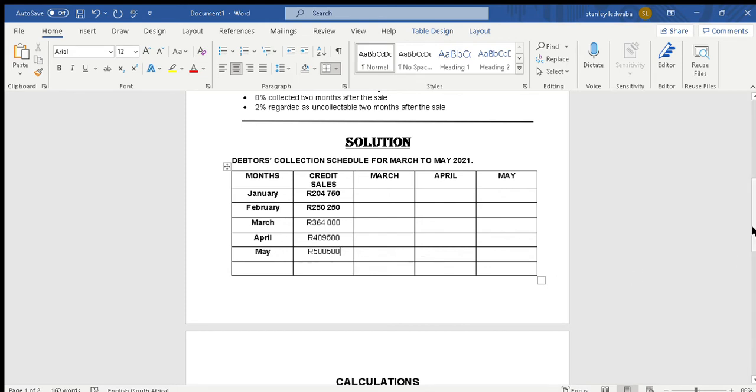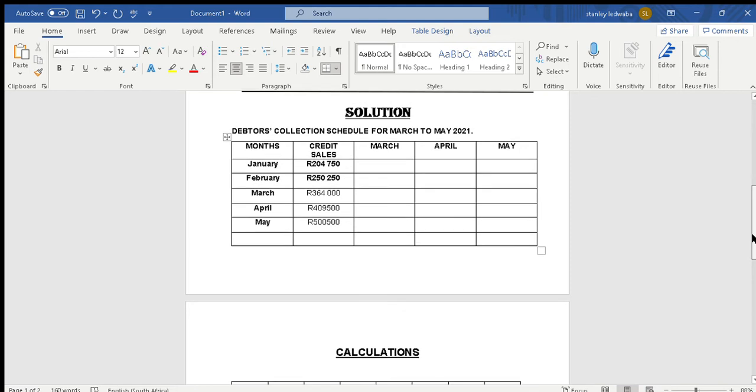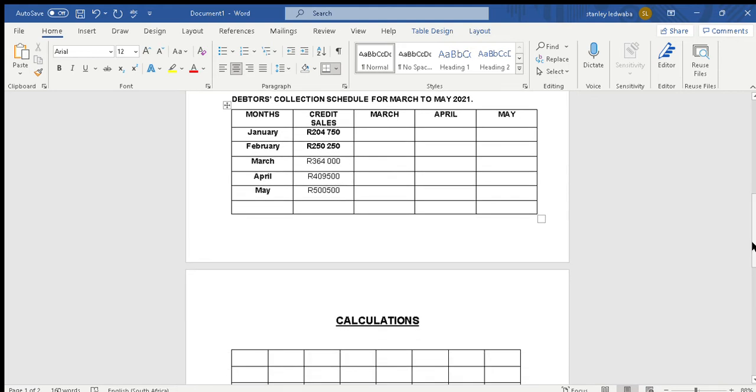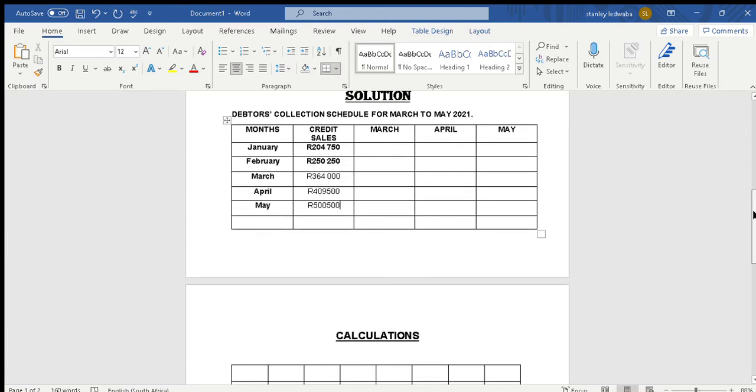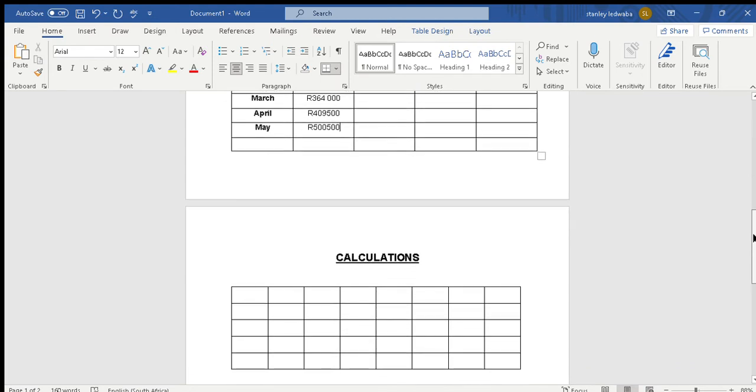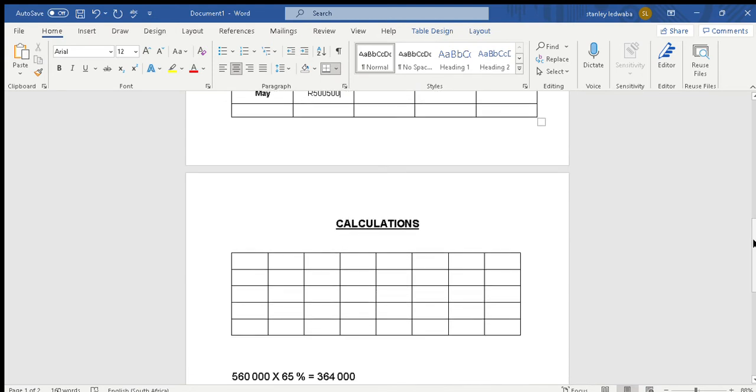Now we are going to the confusing part, which confuses many learners. In my experience as a tutor, I've seen that while we are going to draw up the information on how to collect the money from your debtors, right?